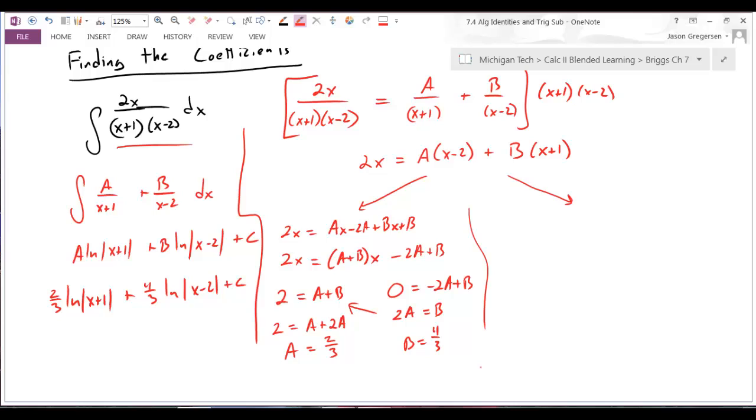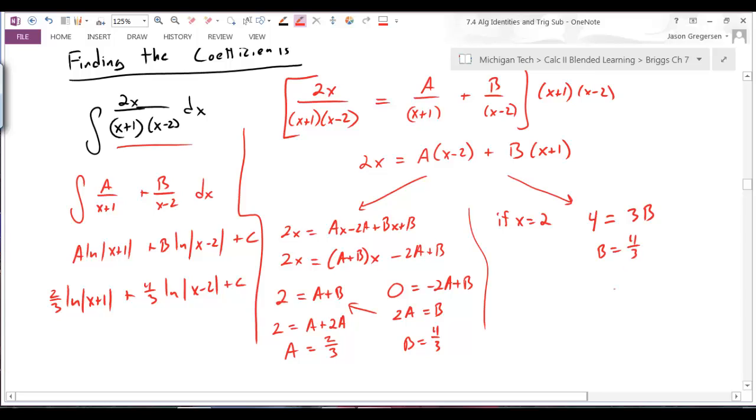So I'm just going to look at some specific x values. That equation should be true when x equals 2, for instance. If I plug in x equals 2, I get 4 equals a times 0 plus 3 times b. So b is equal to 4/3.